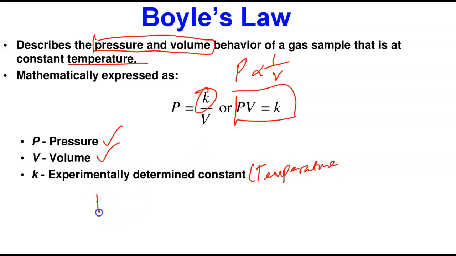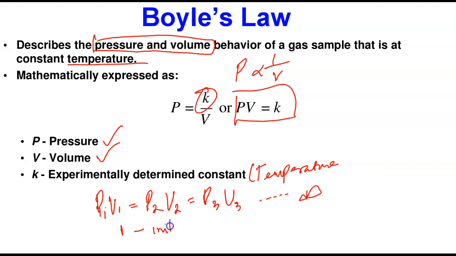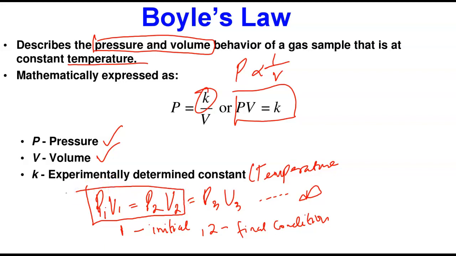And if we rewrite this formula, what are we going to get? We're going to get a formula that says that P1 V1 is equal to P2 V2 is equal to P3 V3 and so on to infinity. So remember this: the 1 means the initial condition, and the 2's represent the final conditions. At any point in time, we're going to be using just 2 formulas to solve the problem.